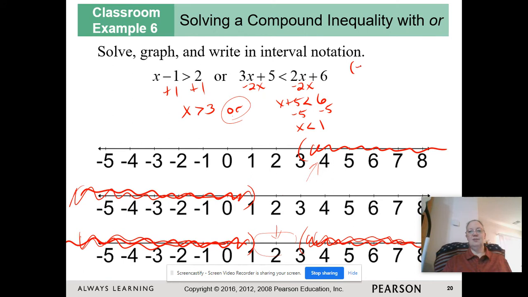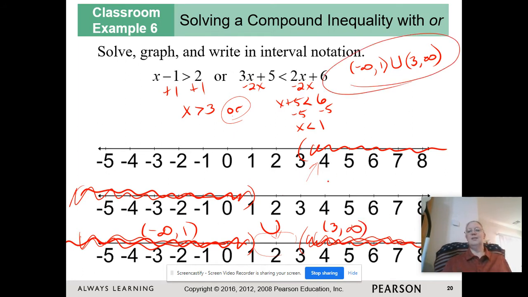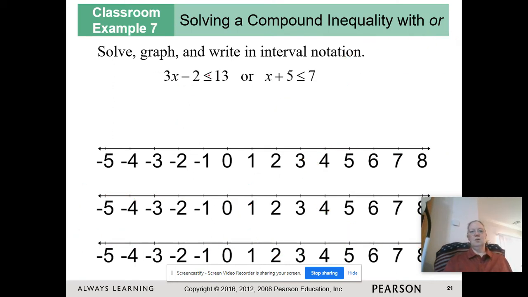Our interval on the left is negative infinity to 1. And then we're going to connect that with our union symbol. Remember, that looks like a U. And then I have to write the interval on the right. So here's my interval on the left. Union, my interval on the right. Okay. So that's what it would look like in interval notation. Or, that means the union.